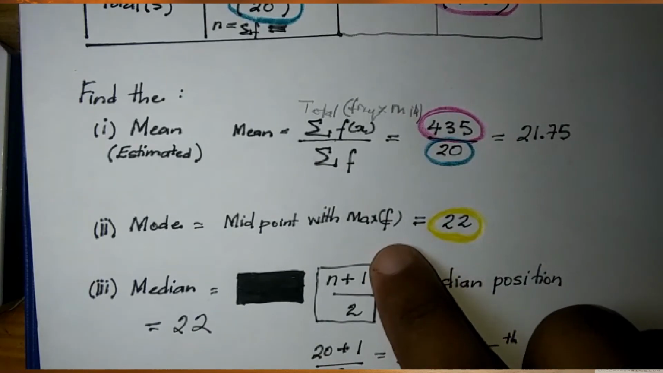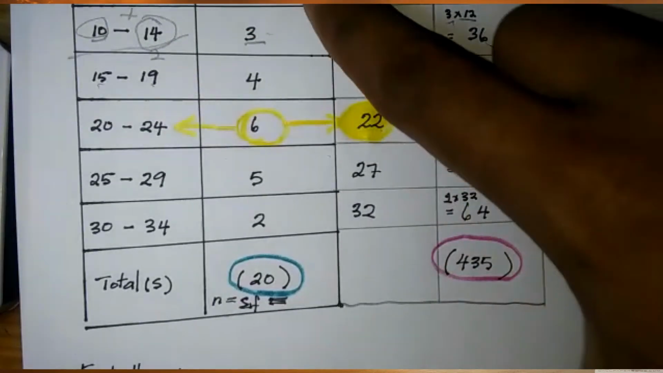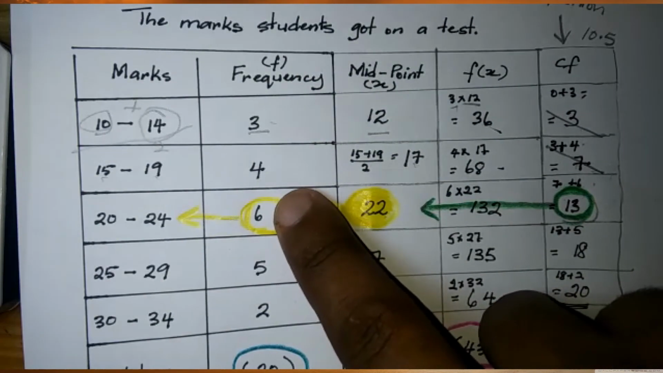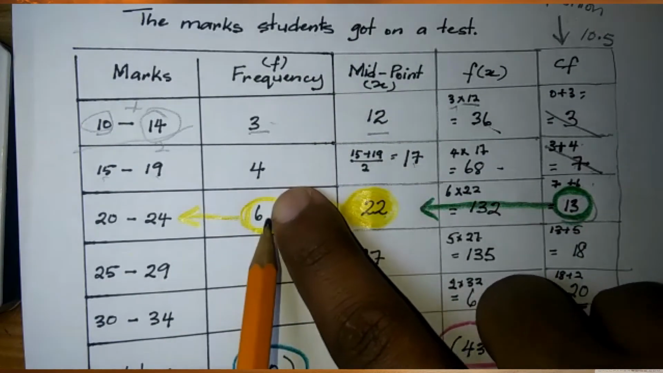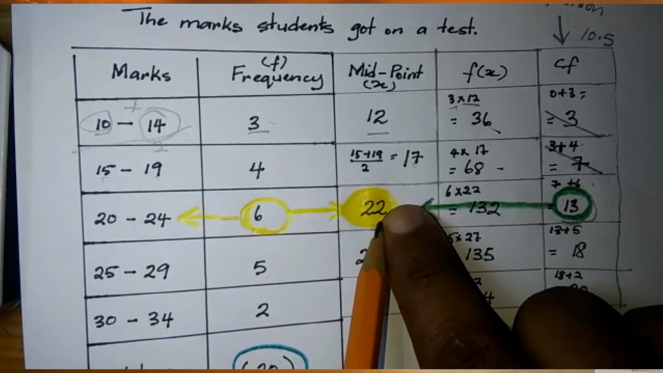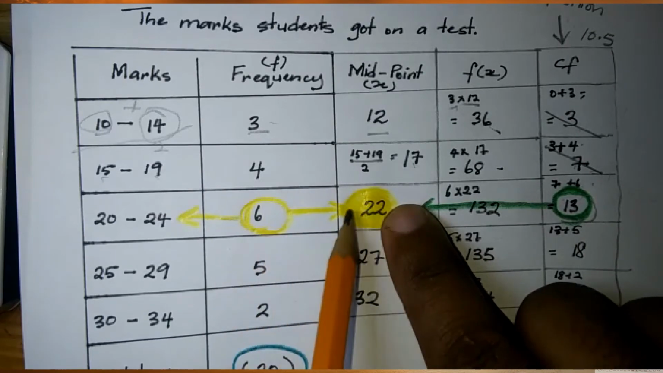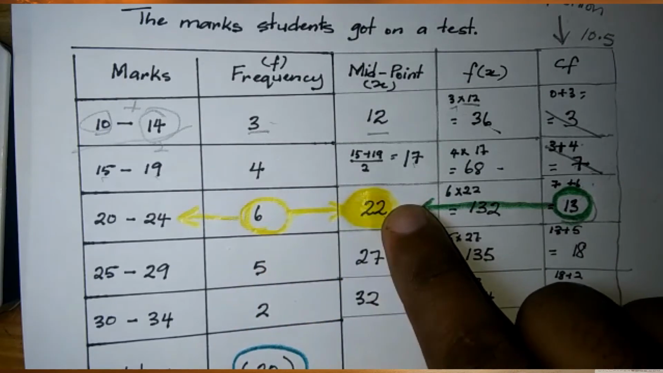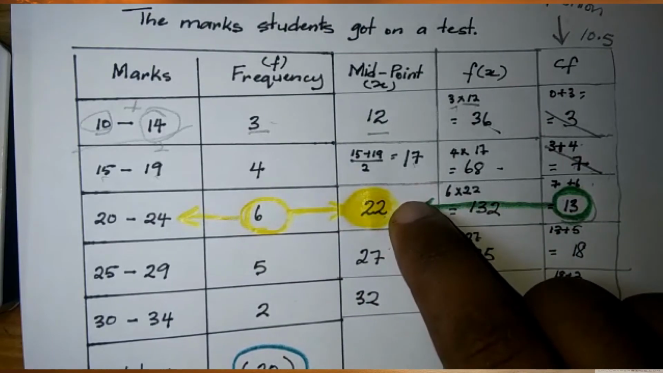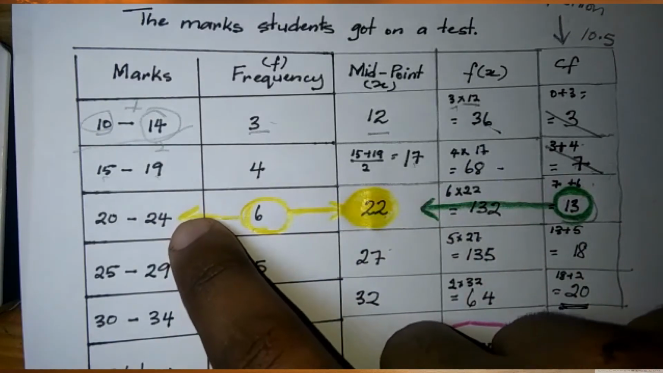So it must be the midpoint with the highest frequency. You have to look in the frequency column and see the biggest number. Pick it out, but then you look at the midpoint that it has. The highest number is 6 in our frequency, but the midpoint associated with it is this 22. So if they ask you for the mode, give them the 22. If they ask you for the modal class, you give them the 20 to 24.